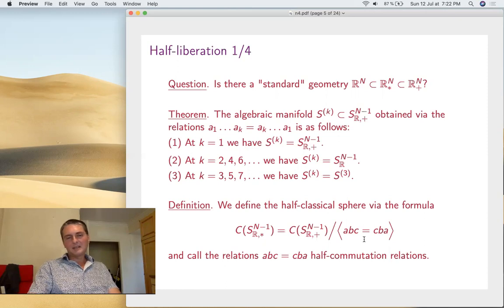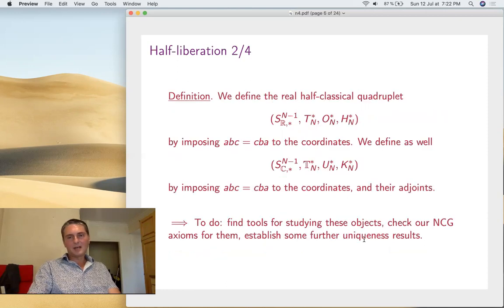So that's natural candidates. Now, well, of course, you can do the same thing for the orthogonal group, octahedral group. Just add ABC to the coordinates. I mean, take the free versions of everything and add ABC equals CBA to the coordinates. We can also do it in the complex case. Once again, take the free complex things and add ABC equals CBA to the coordinates and their adjoints.